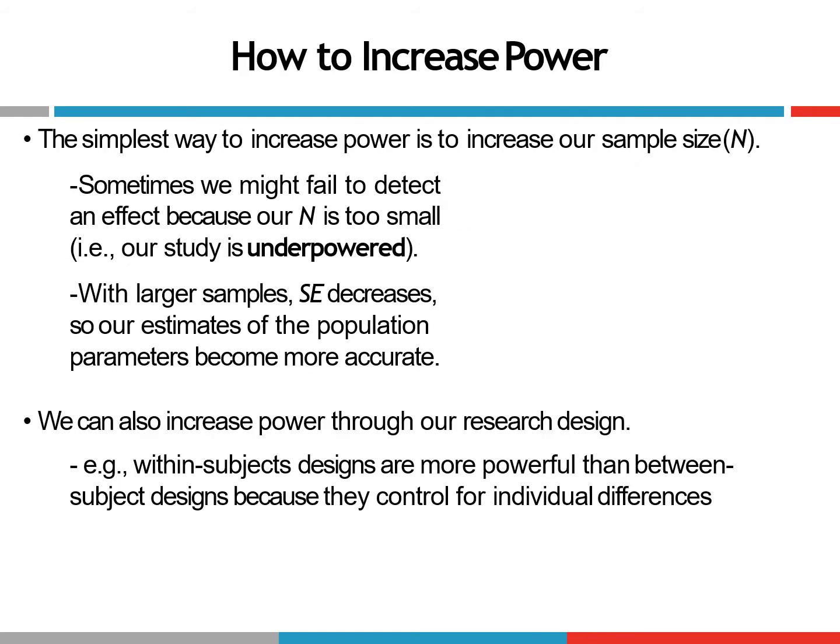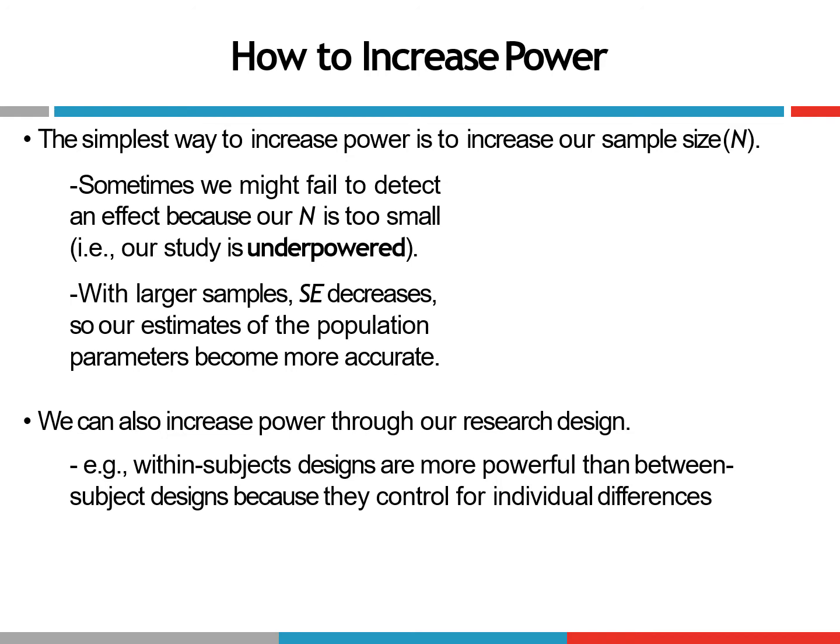Okay, so how do we increase power, or how do we make our statistical test better able to detect a significant relationship if one exists? Well, the simplest way to do that is simply to increase our sample size, right? If you don't have sufficient sample size or your study is underpowered, then it's going to be much harder for you to find a significant effect, even if one exists.